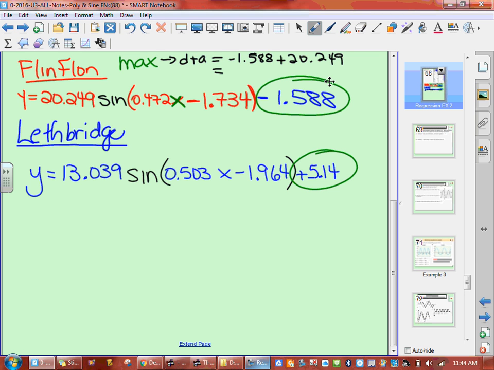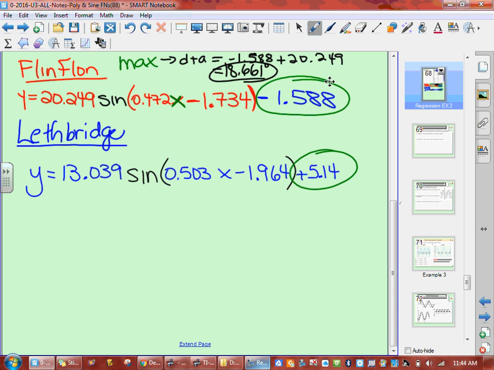18.661. Okay, and remember that's degrees Celsius. So its average temperature is about 19 degrees. Okay? Now, what would be the minimum temperature? Well, we're going to subtract it. So we're going to have minus 1.588, and we're going to subtract 20.249.